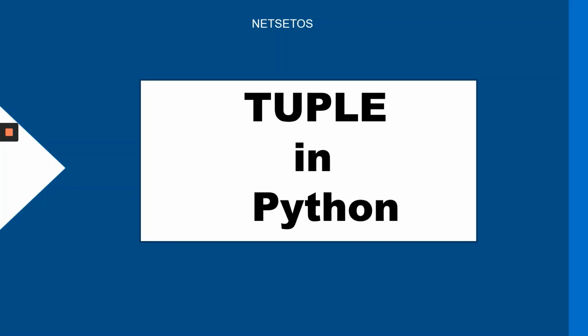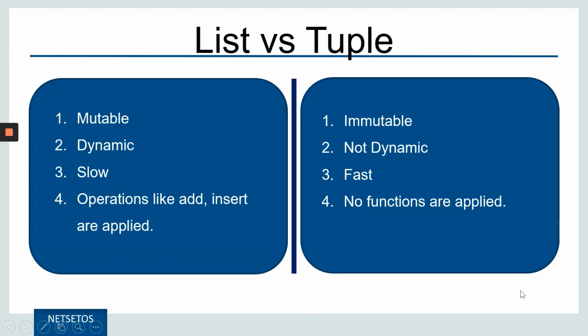In this video, we will discuss another data structure in Python, that is tuple. A tuple is just like list except a few features. Tuple is immutable. Immutable means we cannot modify the elements assigned to the tuple. Here we cannot append, insert, or anything like that, which makes its operation fast.